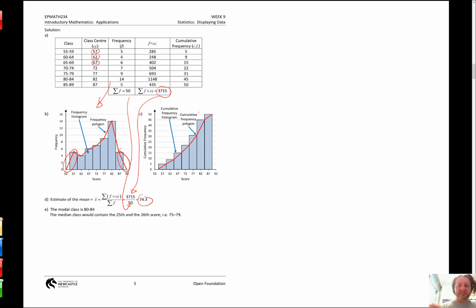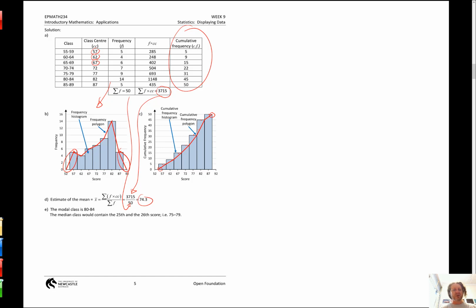On the right hand side, we used the cumulative frequency column. So my answers were a 5 and then a 9 and then a 15 and so on with my dots. I created my columns just like to the left, but I remember that on the cumulative one, I don't just join the dots. I join the bottom left to the top right, to the top right, top right, top right, and I finish up here.